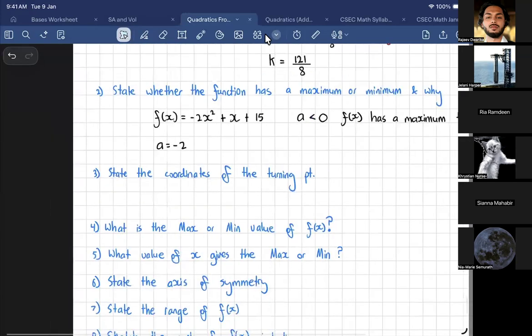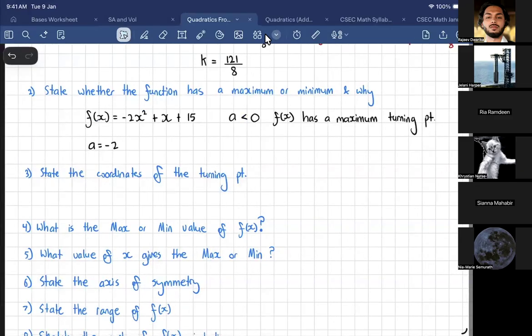To help me with part 3, I'm going to call on Sienna. So, Sienna, read part 3 for me quickly. Can I hear Sienna? Yeah, sorry, sir. My internet was giving me trouble. I can hear you now. Yeah, Sienna, read part 3 for me. State the coordinates of the turning point.